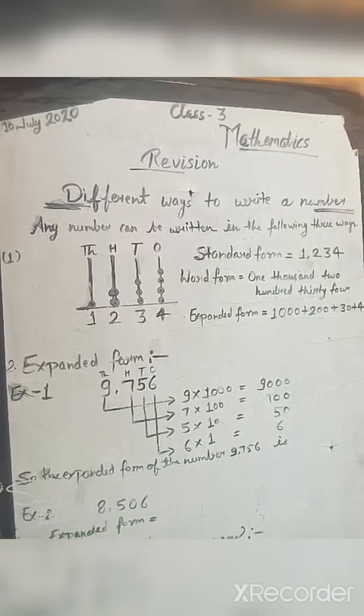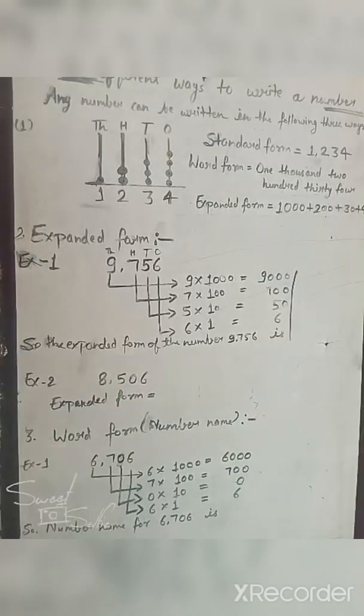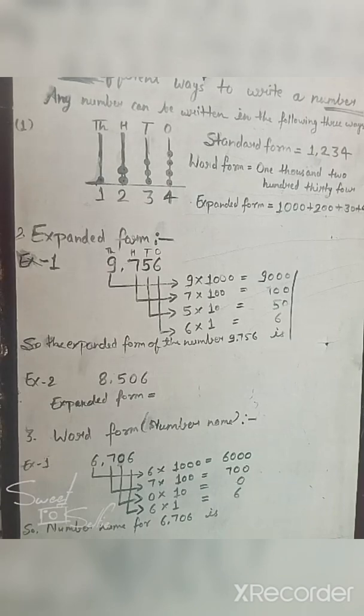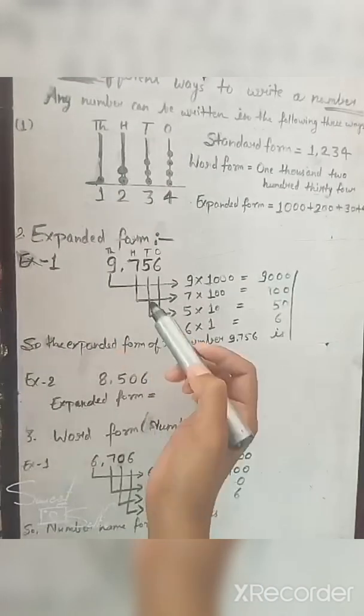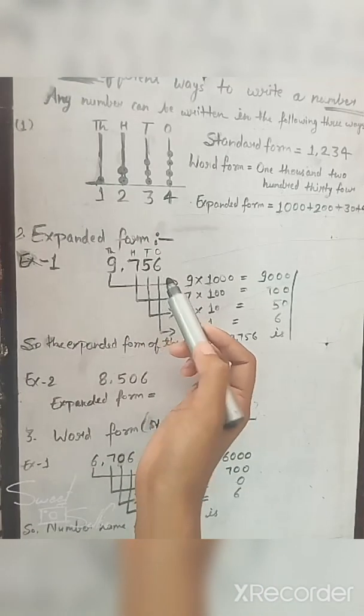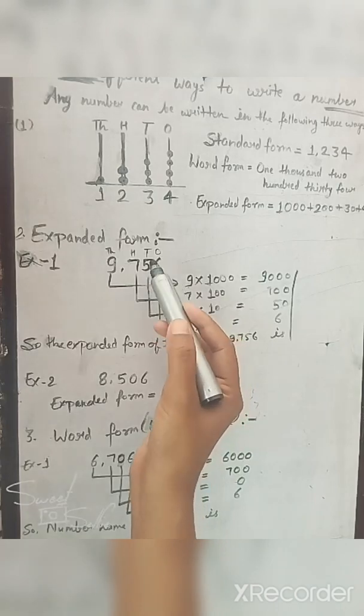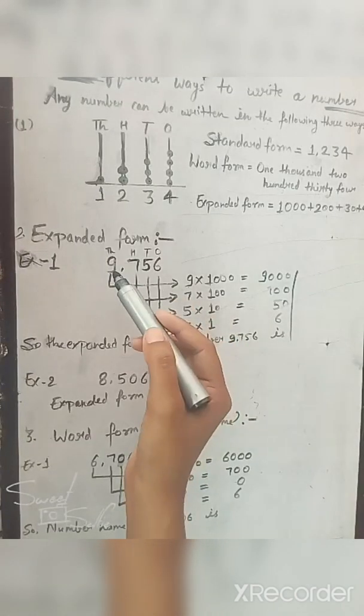Number first is expanded form. Now we will see how we can write any number in expanded form. My dear students, we can write any number in expanded form according to the place value. In the previous video, I taught you how we can find the place value of any digit. So let us see example number first: 9756. In this, 6 is at ones place, 5 at tens place, 7 at hundreds place and 9 at thousands place.